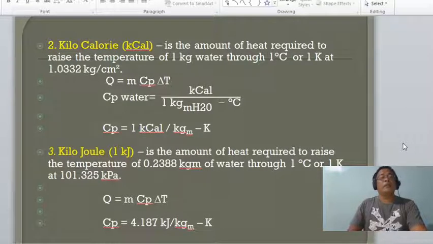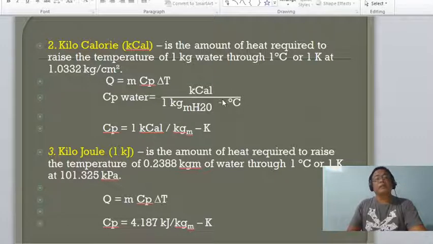Another is the kilocalorie. So what is a kilocalorie? This is in MKS. A kilocalorie is the amount of heat required to raise the temperature of 1 kilogram of water through 1 degree Celsius or 1 degree Kelvin. Take note that the change in temperature in Celsius is the same as the change in temperature in Kelvin. The atmospheric pressure is equivalent to 1.03 kilograms per square centimeter, the same as 14.7 psi in English, and that is also 101.325 kPa in SI.